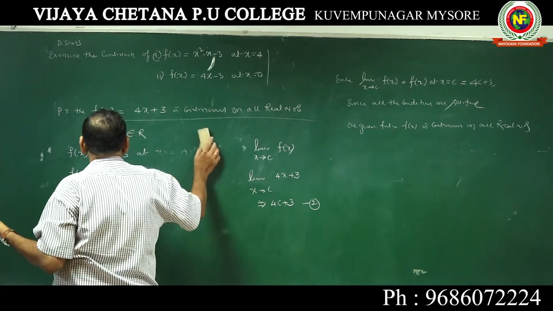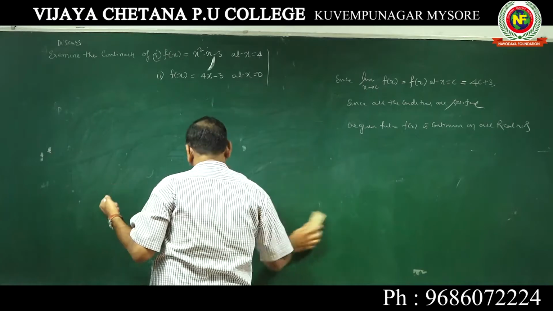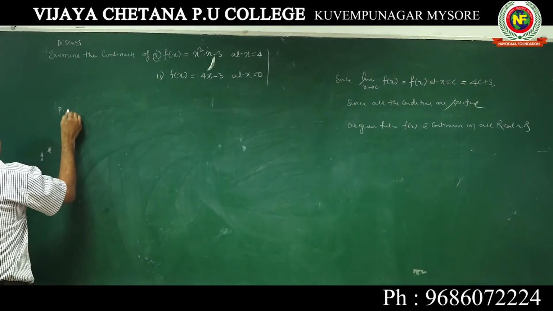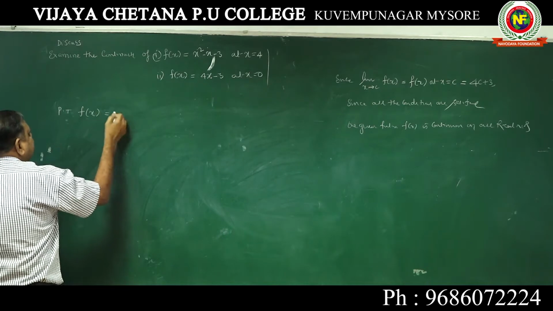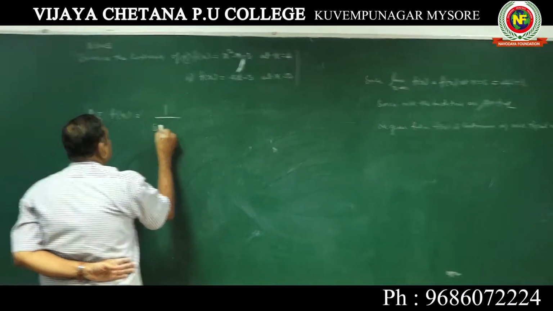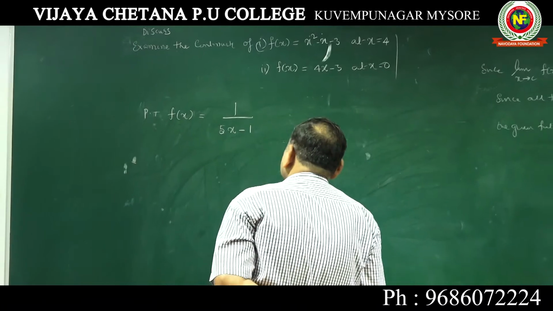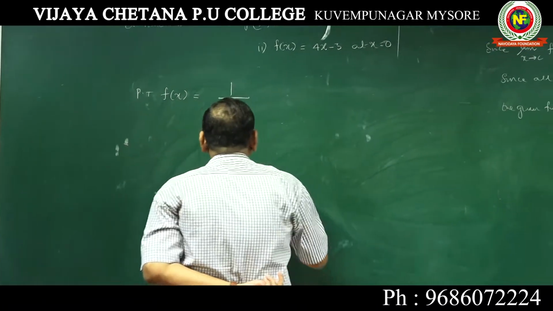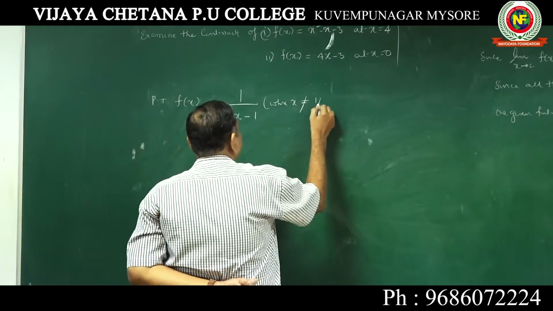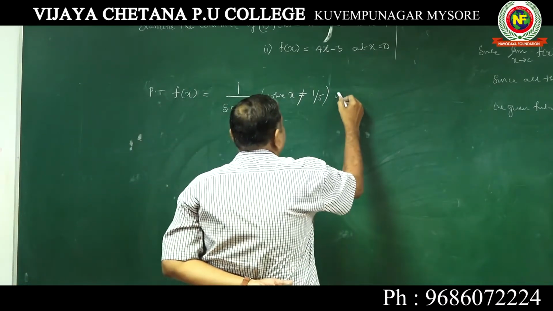Take the next problem. Prove that the function f of x is equal to 1 by 5x minus 1, where x is not equal to 1 by 5, is a continuous function.